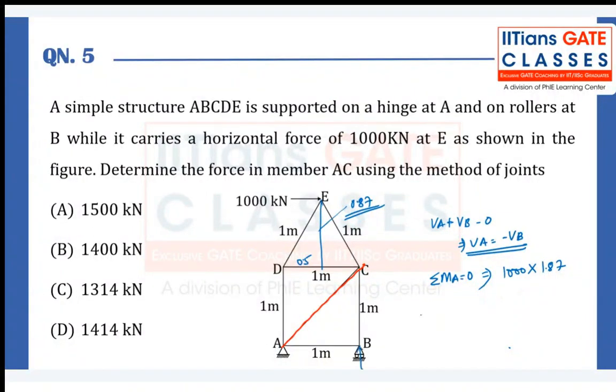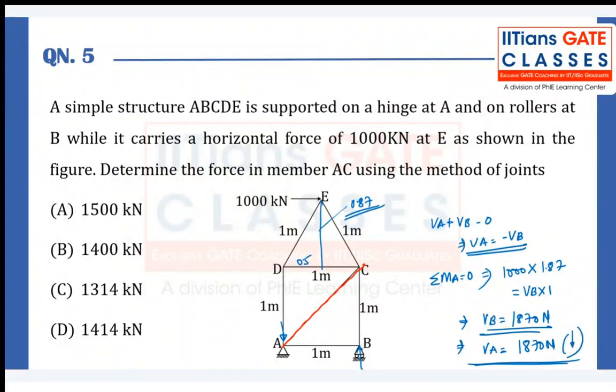And yeah, the vertical force at point B creates the same moment. So it will be VB multiplied by 1. So this implies VB has to be 1870 Newton, and this implies VA has to be in opposite direction like this, which is minus 1870, but in opposite direction. Okay, it is in the downward direction.